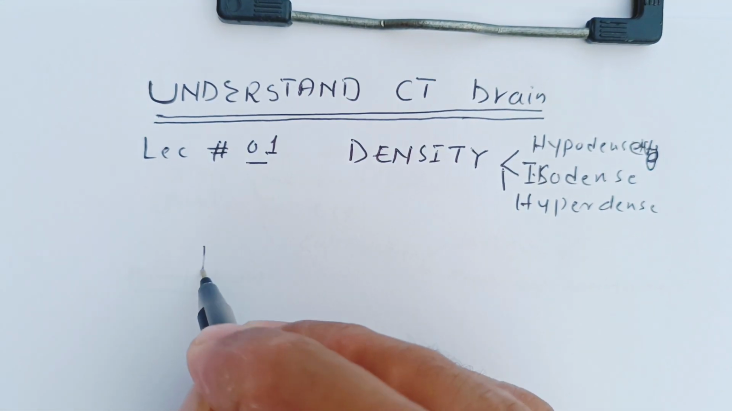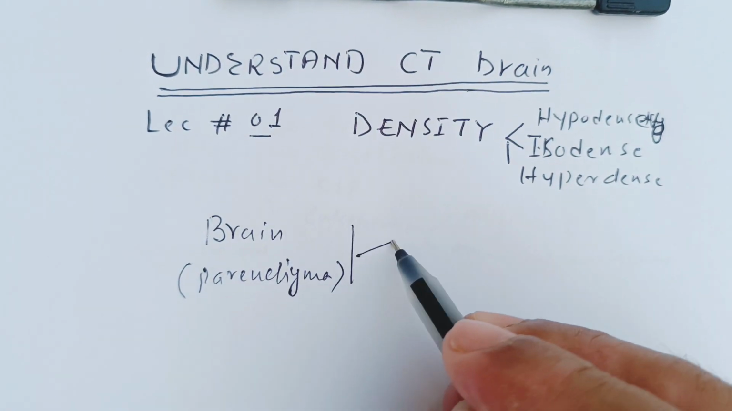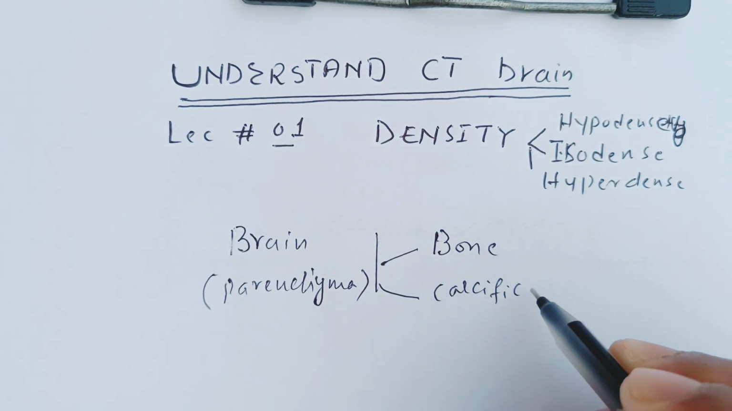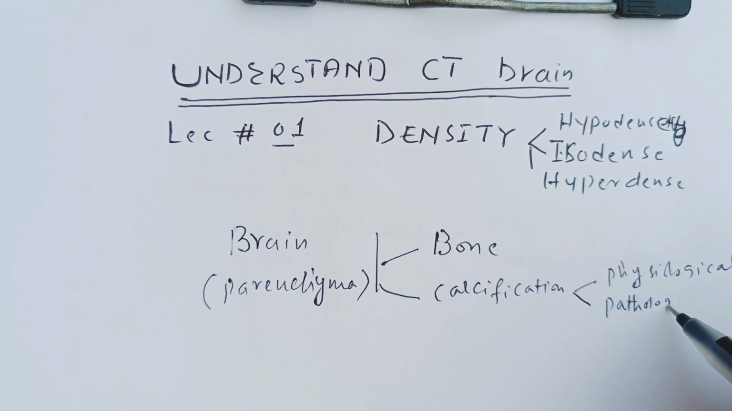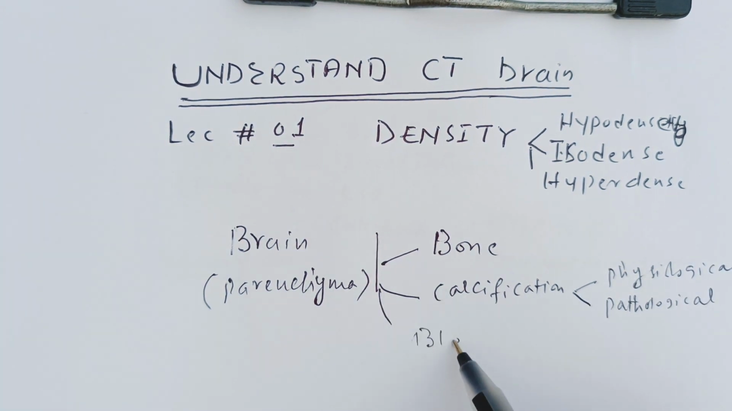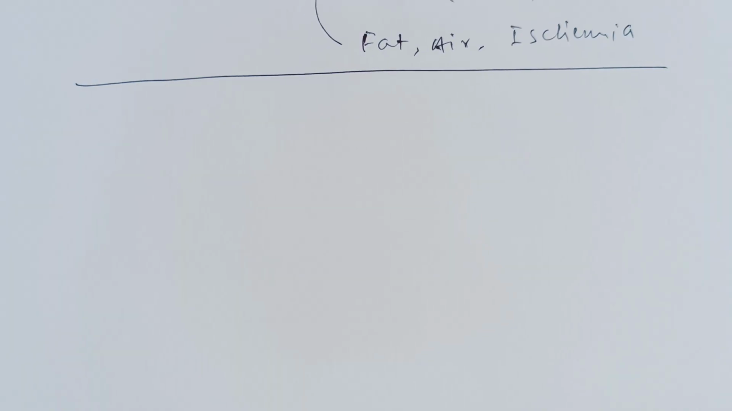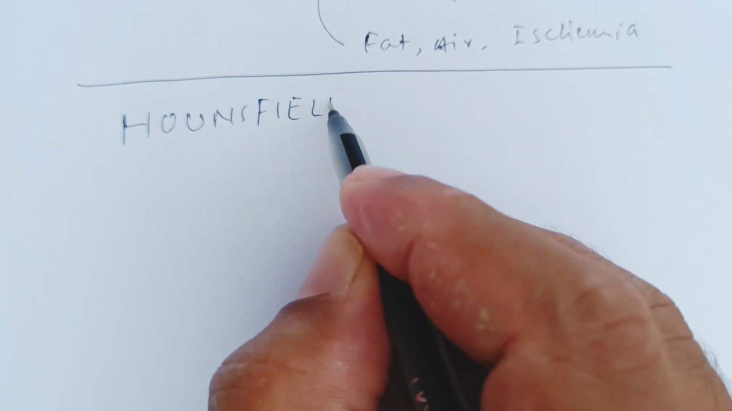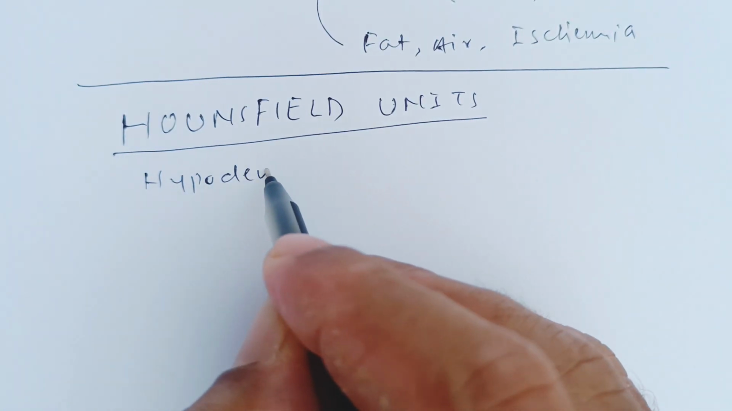It means that the density of brain parenchyma, we are going to compare it with the density of bone, the density of calcification, which can be physiological or pathological calcification, blood, which I mean bleed, and also air, fat, and ischemia. The Hounsfield unit, which can also be called CT number, by which we can say different tissue will be hypodense, hyperdense, or isodense.